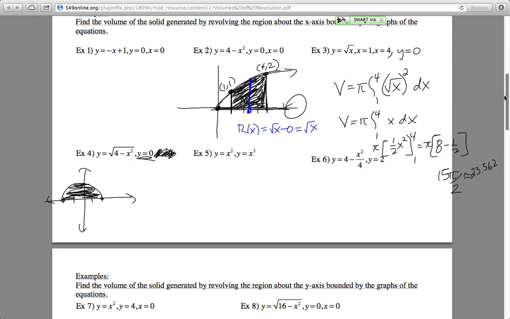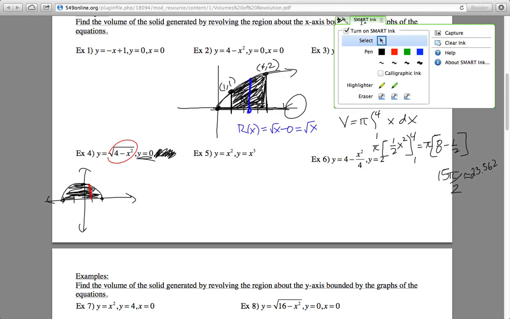But it would be volume. The radius would just be top minus bottom from here to here, which is just going to end up being this. And the integral would be from -2 to 2. So it's not going to be anything special. So we can move on. We don't need to do that one. I do want to do number 5, though.